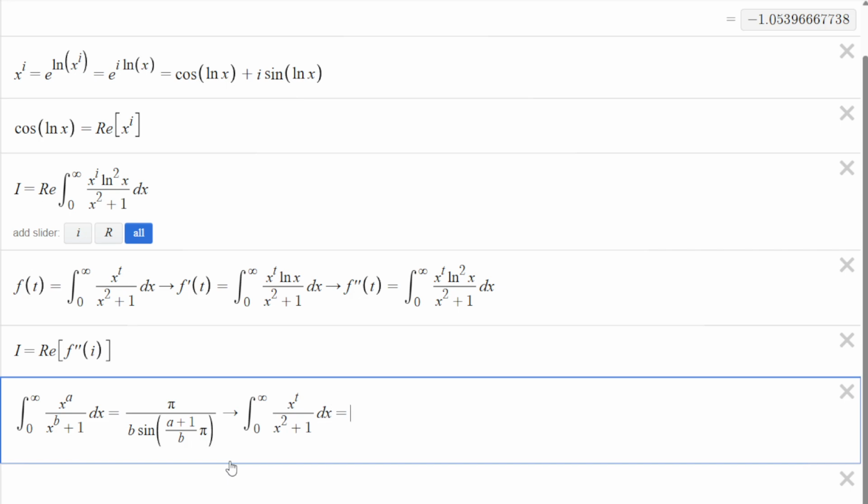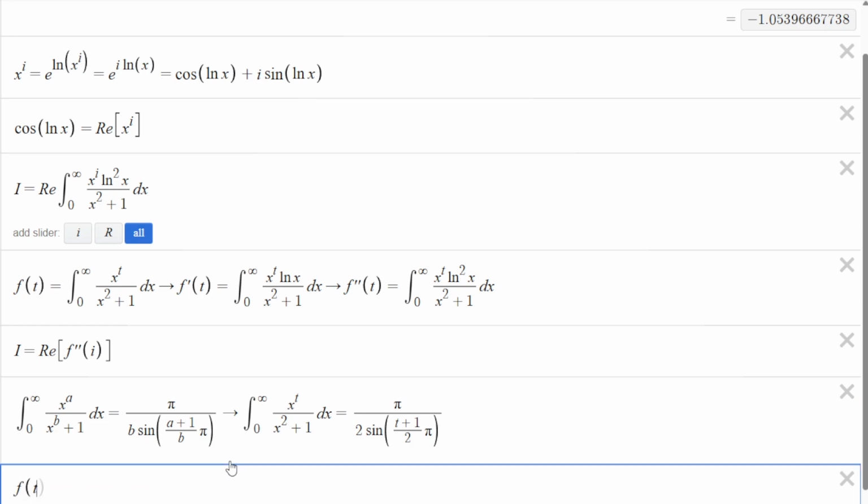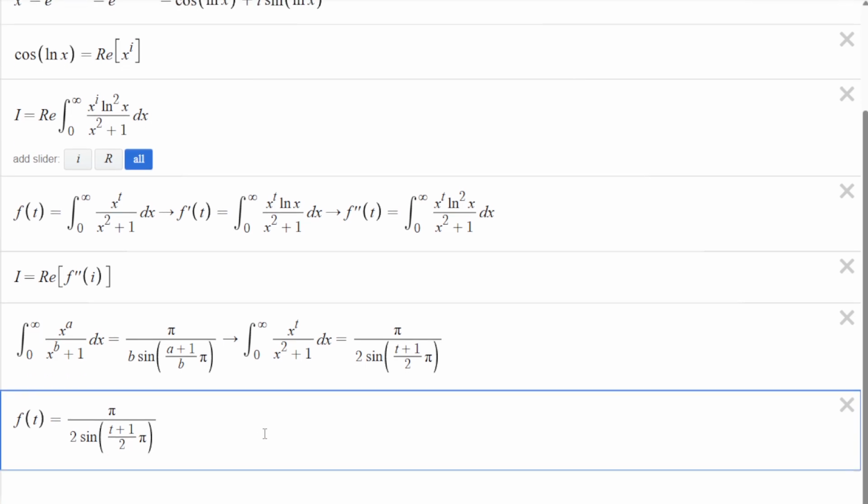and replace the appropriate values for a and b. We can see that our a is actually t, so we just put a t in there for a, and our b is 2. Great. Oh, sorry, t, yep. Okay, so that's true. So what we can say now is that f of t is just equal to this. Great.